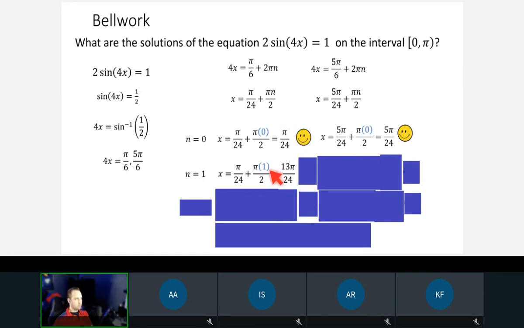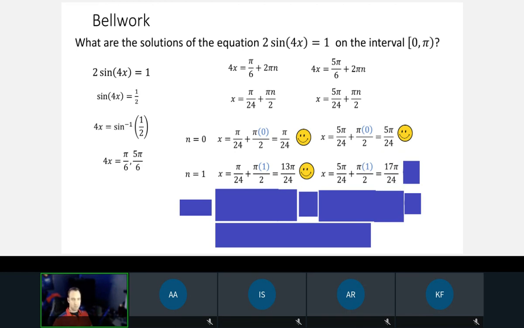All right. So going back to this, when n equals 1, we ask ourselves, is 13 pi over 24 between 0 and pi? Yes. So we say, all right, it is. And then we plug in n equals 1 to the other equation, and we type those in. Hopefully you are all ahead of me. We're just going to kind of blast through this.